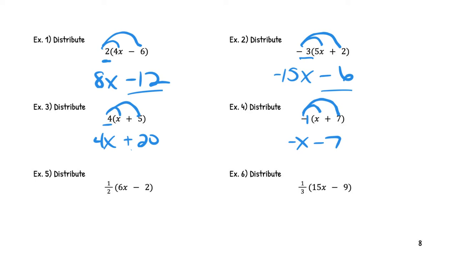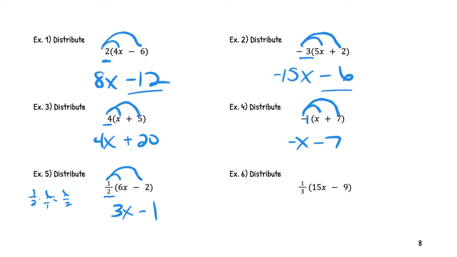For our next one, we have 1/2. Don't fret over a fraction. 1/2 times 6, 1/2 times negative 2. So if you need to go off here and think about that, 1/2 times 6 is 6 over 2, which is 3x. 1/2 times negative 2 is negative 1. So you have 3x minus 1.